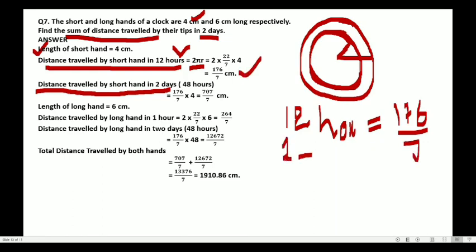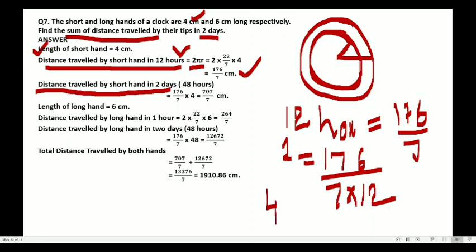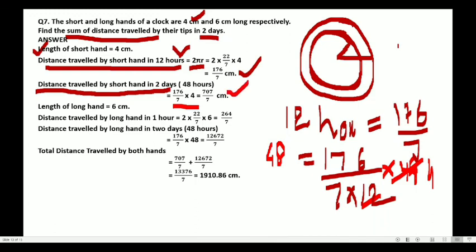This is in 12 hours. If you want, you can write it using the unitary method: 176 by 7 into 12. Now in 48 hours, or the 2 days, 12 hours is this much, so 48 hours will be multiplied with 48. So 12 fours are 48, that is, 176 multiplied by 4 by 7. This is what I have written here. So the answer here is 707 by 7. This is the distance traveled by the short hand.